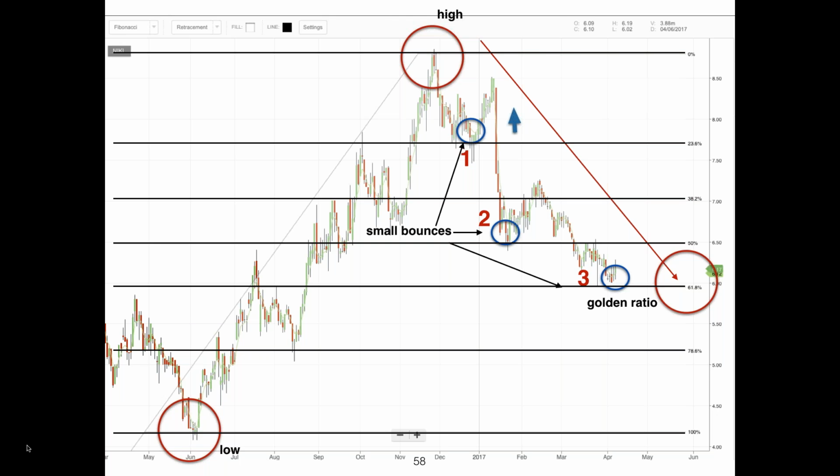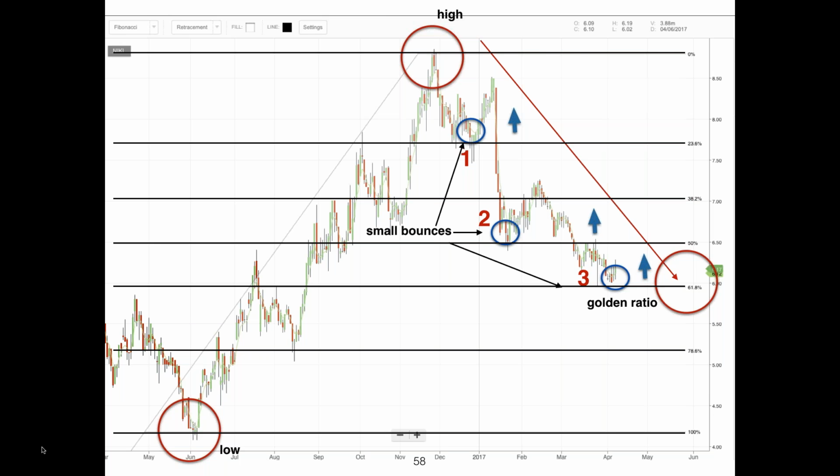So you see that price bounced off this level, and then it bounced off this number 2 level and used the previous Fibonacci level as resistance. It bounced off the 3rd level and used the previous Fibonacci support as its new resistance.